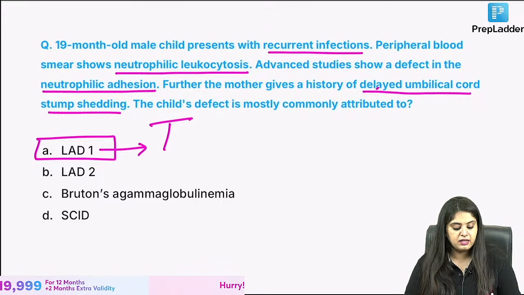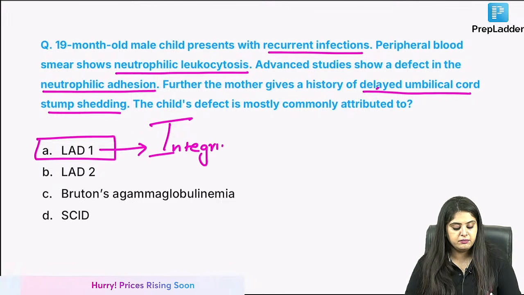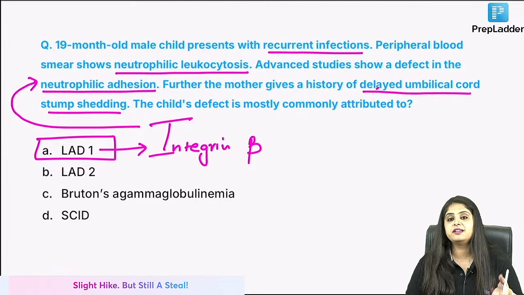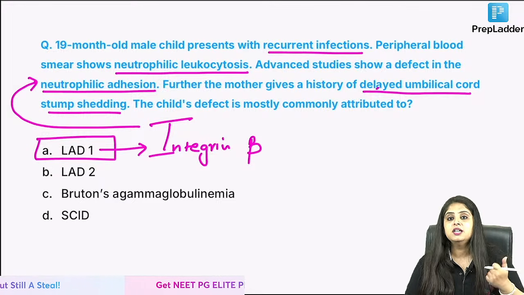LAD1 was a problem in integrin, beta-2 integrin, and integrins are responsible for what? Adhesion. So see, examiner has written problem in neutrophilic adhesion is seen.